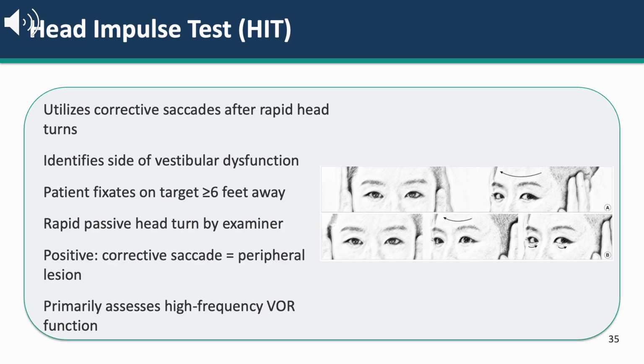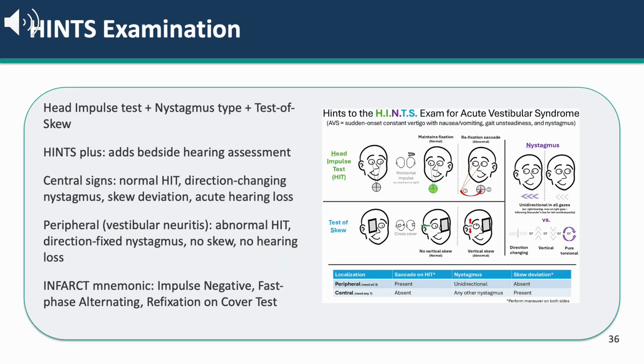The gaze of a patient with unilateral labyrinthine dysfunction shifts only when the head moves quickly toward the dysfunctional side, and an oppositely directed compensatory saccade corrects the gaze error. Thus, leftward saccades following rapid rightward head movements indicate right vestibular dysfunction. The head impulse test primarily assesses the high-frequency function of the vestibulo-ocular reflex. Clinicians must be cautious because covert saccades during head rotation may be easily missed. The HINTS examination combines 3 assessments: the head impulse test, nystagmus type, and test of skew.